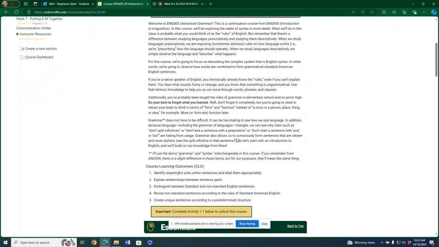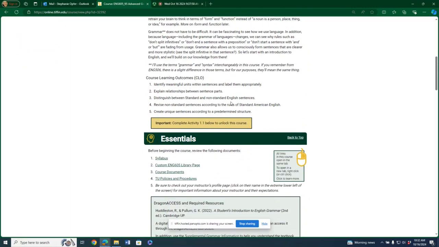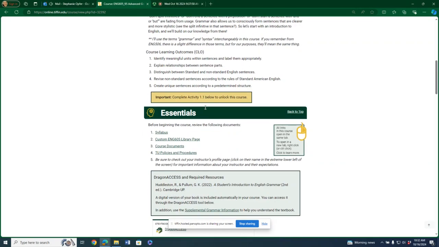In this class, we're going to talk about grammar as syntax. So the rules that you've learned in elementary school or junior high are not going to be helpful, really. So for example, here in this middle paragraph, I say do your best to forget what you learned, because we're going to be talking in terms of form and function instead of definitions, but more on that in week 1. So please be sure to read through that, and then see the course learning outcomes.